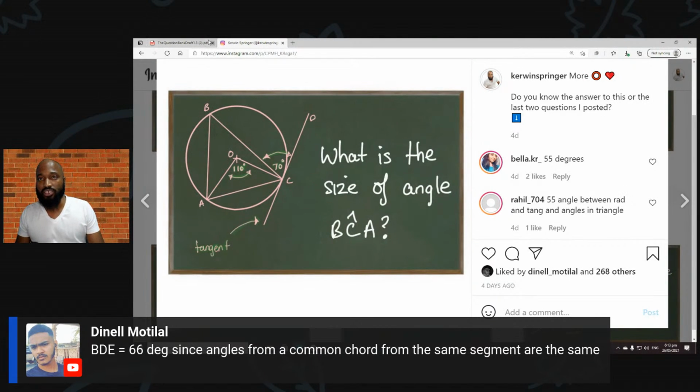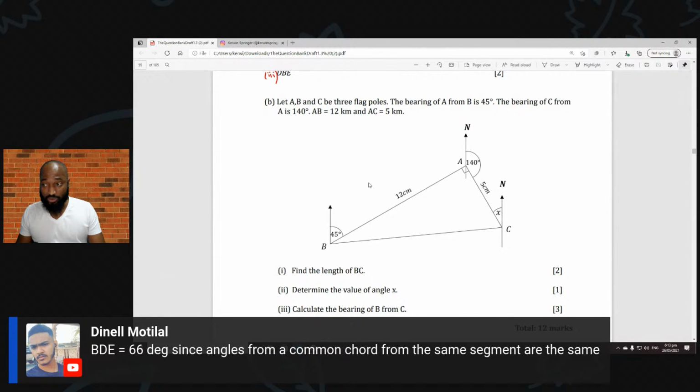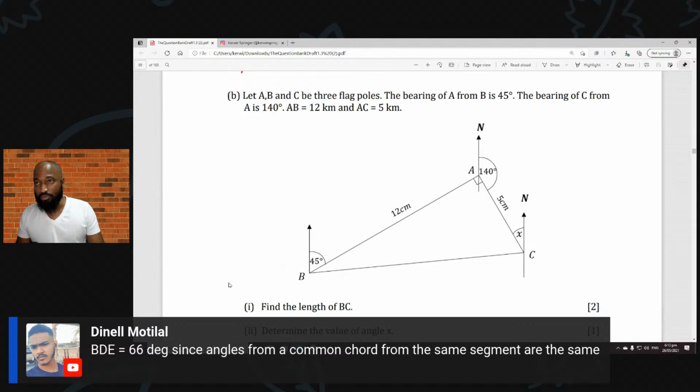All right, so let's continue with our questions. This is a bearings question. It's going for 6 marks, so it's probably gonna get interesting. What is one of the things you normally do in bearings? Cosine rule, sine rule. So let's have a go at this. Let A, B, and C be 3 flat poles. The bearing of A from B, right? So watch the one that they say from B. So this is 45. The bearing of C from A is 140. Lovely. AB is 12. AC is 5. Find the length of BC.